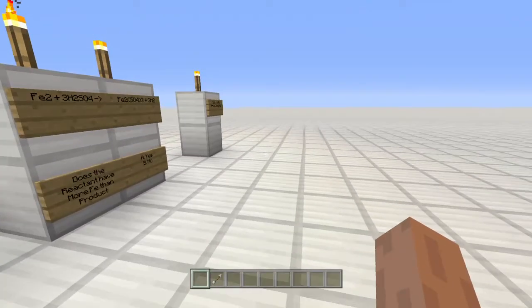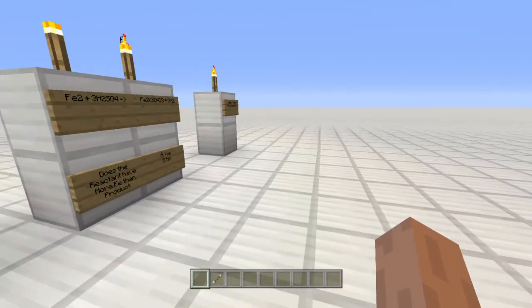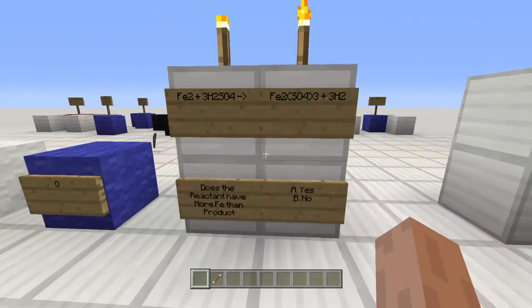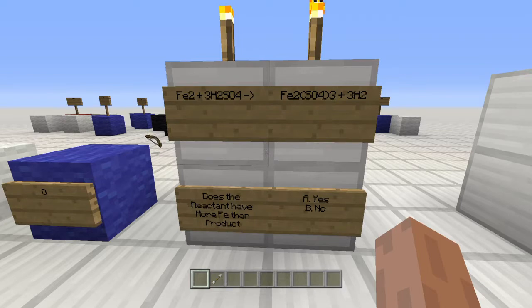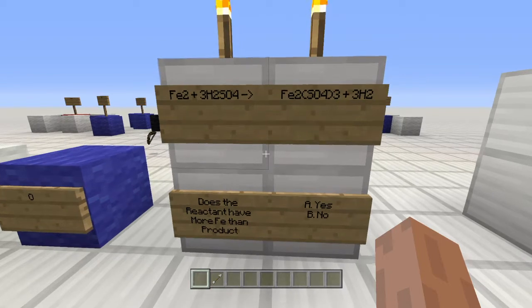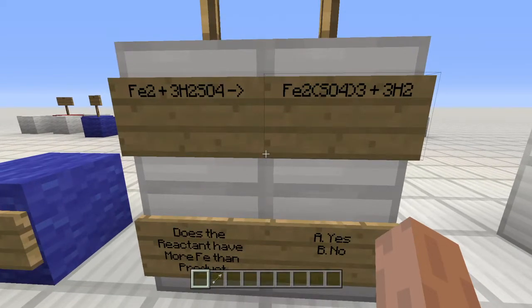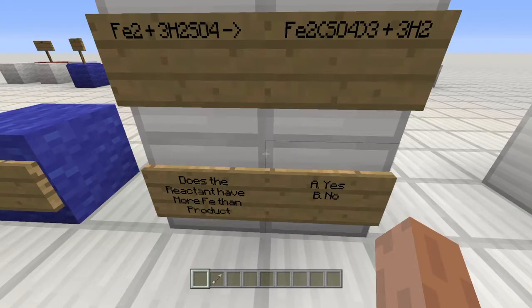Now here is a review question for learning target 3. In the chemical equation, 2Fe plus 3H2SO4 equals Fe2(SO4)3 plus 3H2. Does the reactant have more Fe than the product? A, yes, or B, no? You have 10 seconds to answer the question.